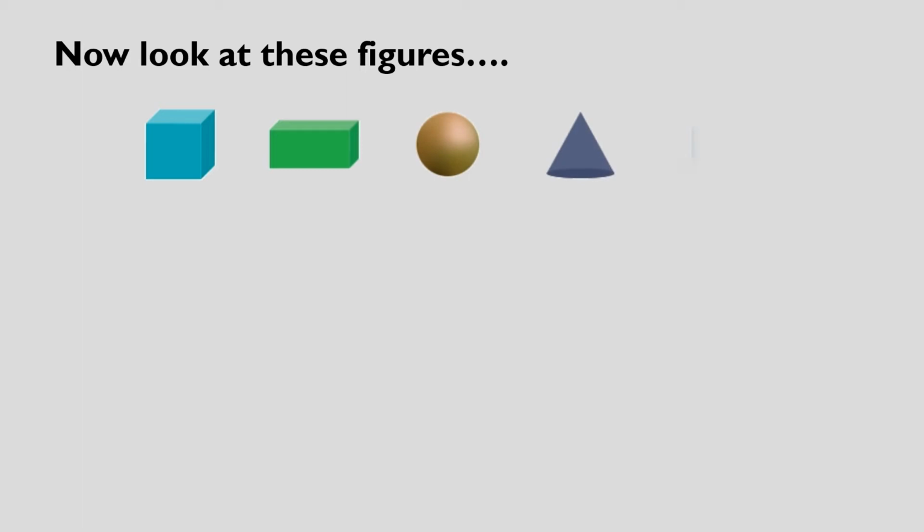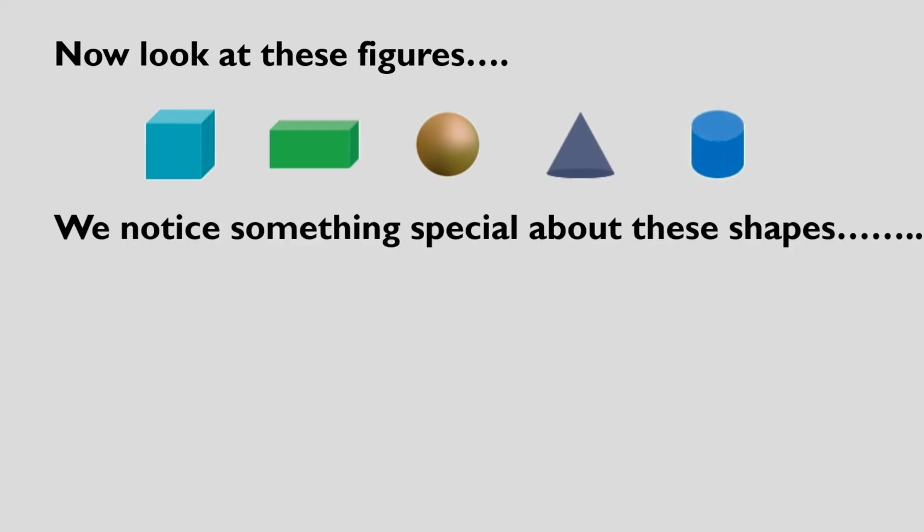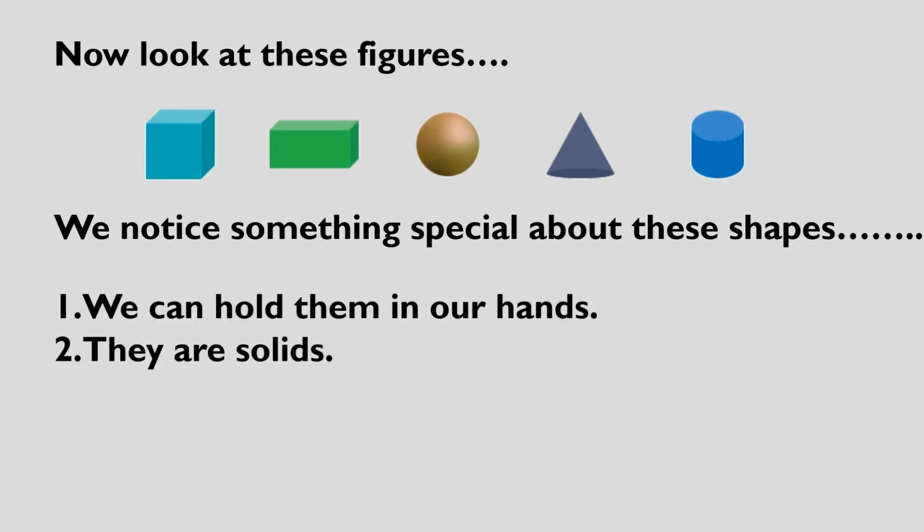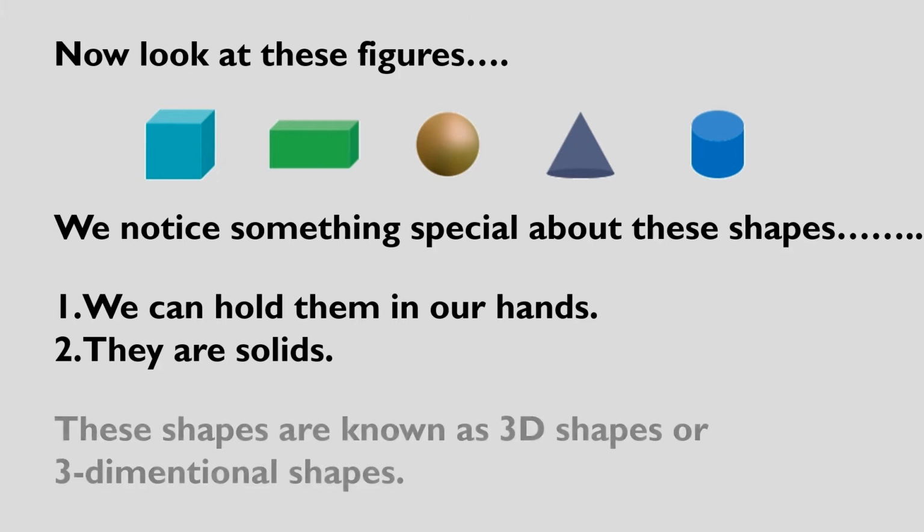Now look at these figures. We notice something special about these shapes. We can hold them in our hands and they are solids. So these shapes are known as 3D shapes or three-dimensional shapes.